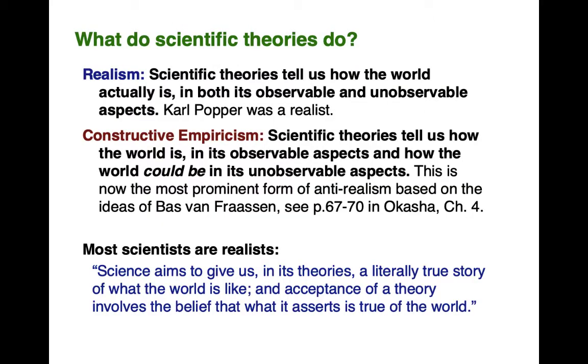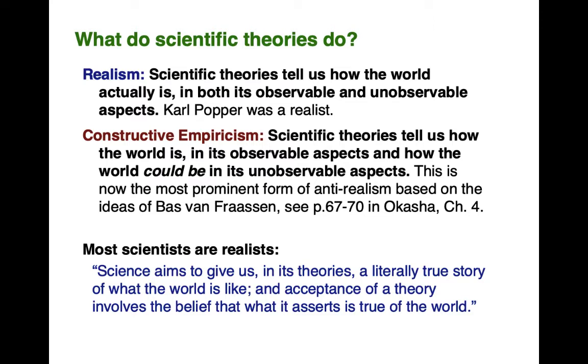So let's compare realists and anti-realists about scientific theories. What do scientific theories do? For realists, scientific theories tell us how the world actually is, in both its observable and unobservable aspects. Karl Popper was a realist. Here's an anti-realist theory, constructive empiricism. Scientific theories tell us how the world is in its observable aspects and how the world could be in its unobservable aspects. This is now the most prominent form of anti-realism based on the ideas of Bas van Fraassen. See pages 67 to 70 in the Okasha text, chapter 4.